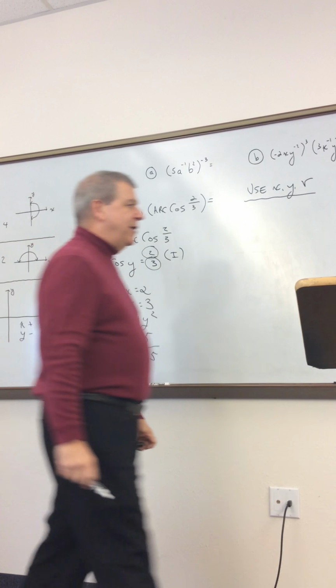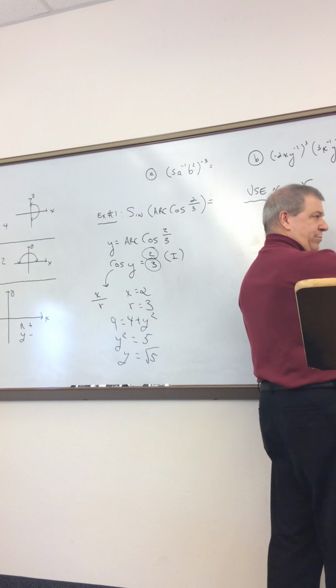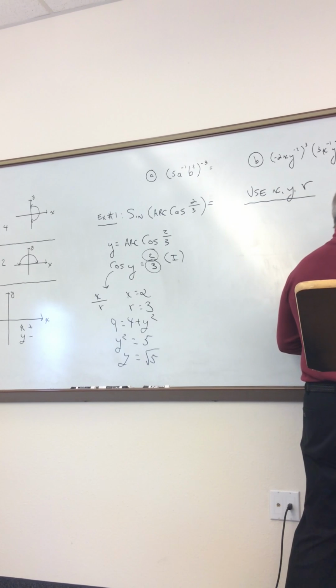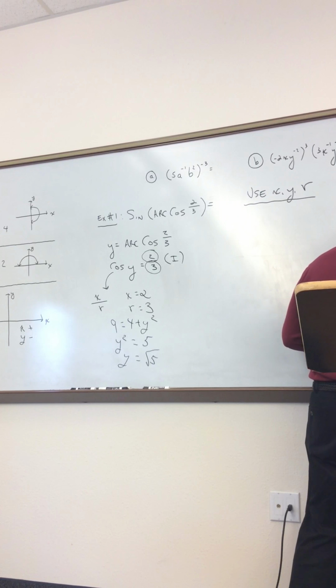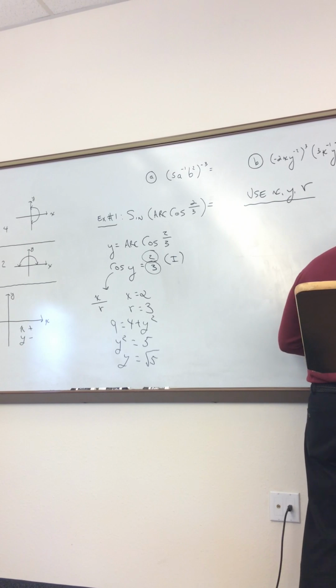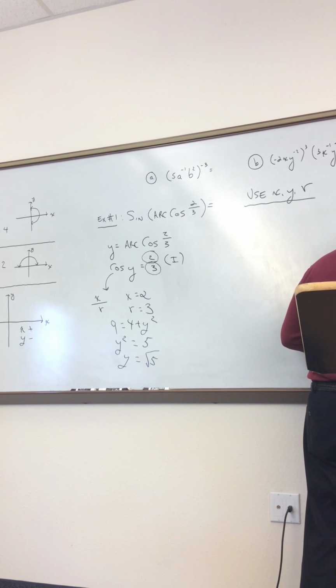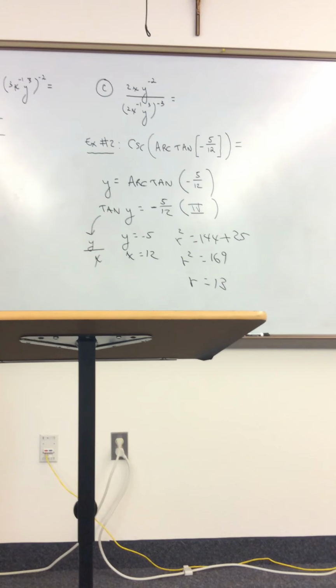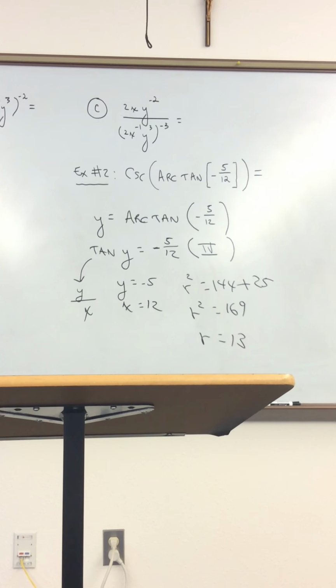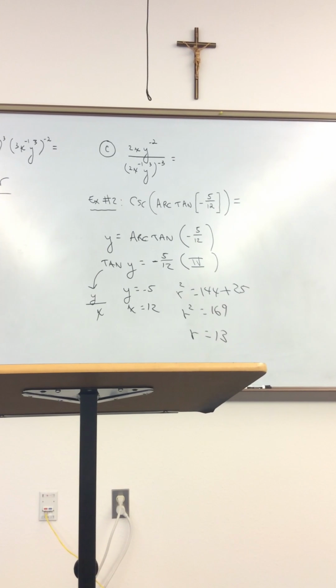All right, let me slide over here. Plug in: r squared equals x squared, which should be 144, plus y squared, which should be 25. So r squared equals 169. So what's that? A perfect square. R is always positive, remember. Now watch. These two problems are almost done already.